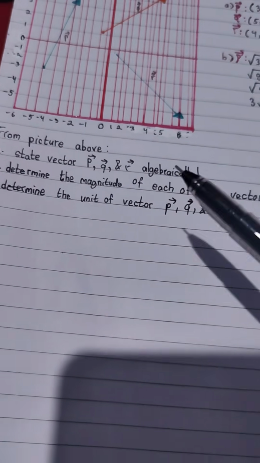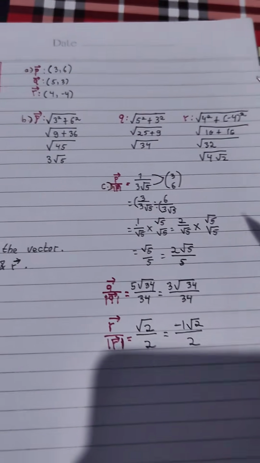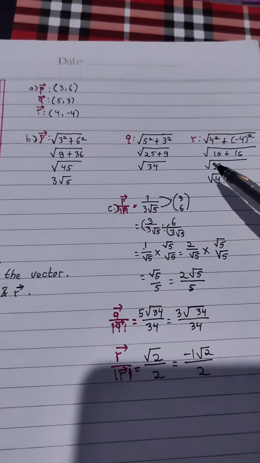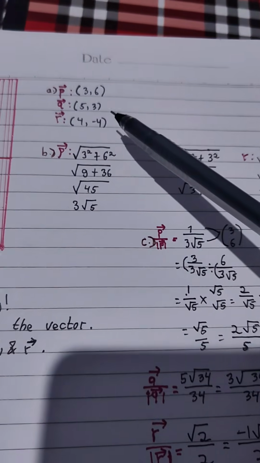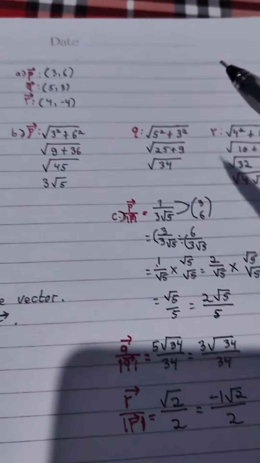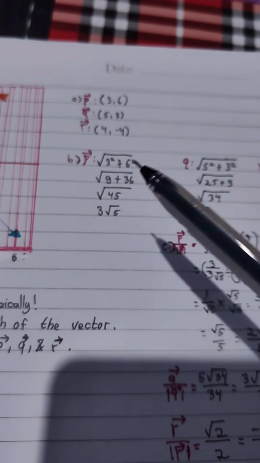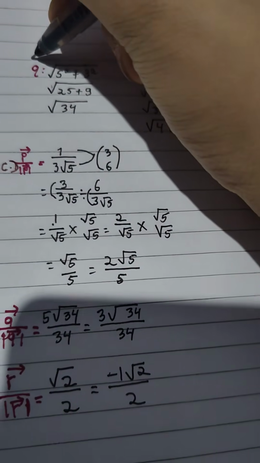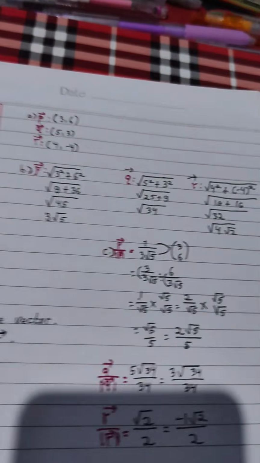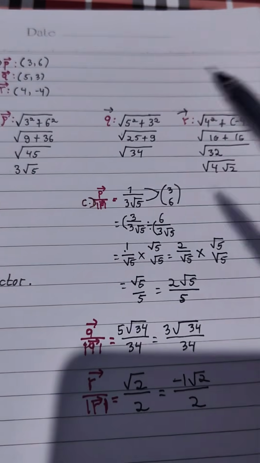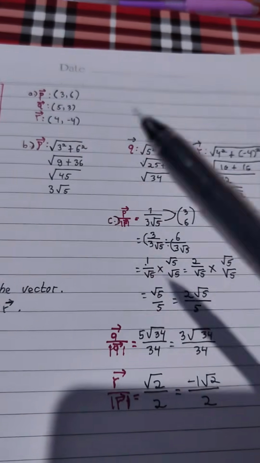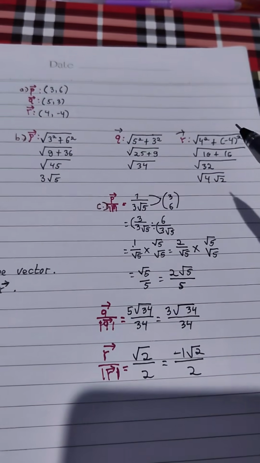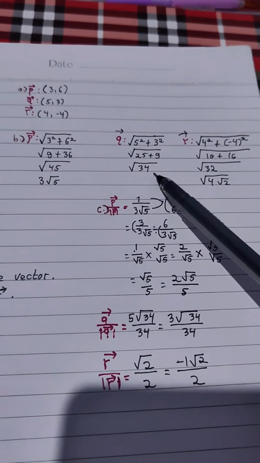Second, 1b, determine the magnitude of each of the factors. So here is the answer for 1b. So simply just use the coordinates from 1a and use square root on all of the coordinates for each of the factors P, Q, and R. Oops, sorry, I forgot to make the factor. Okay, so there are some of the factors that can be simplified, but some cannot, like this one. Okay.